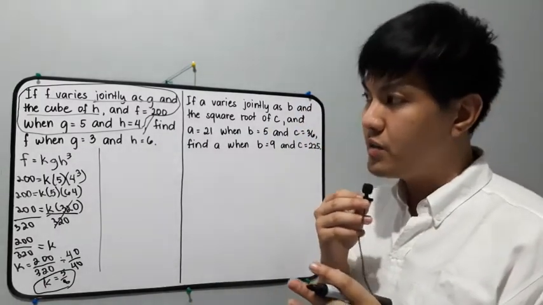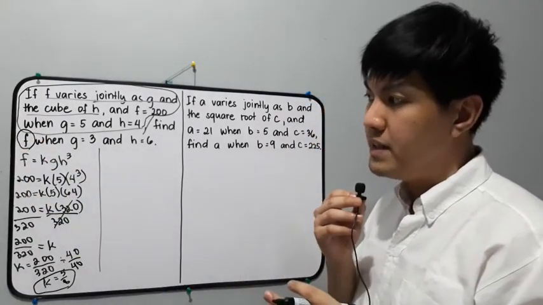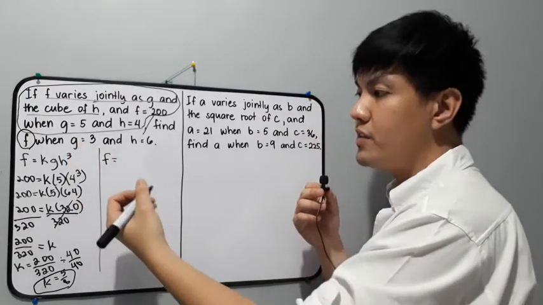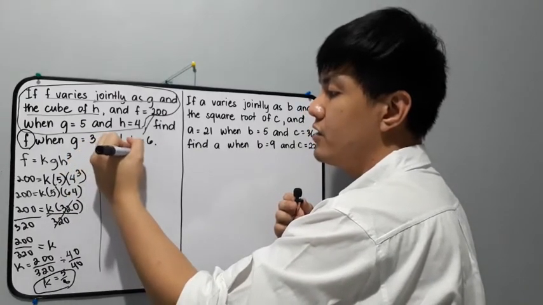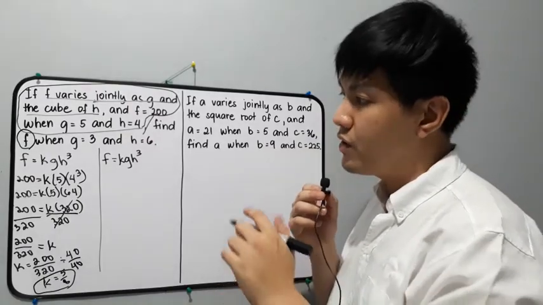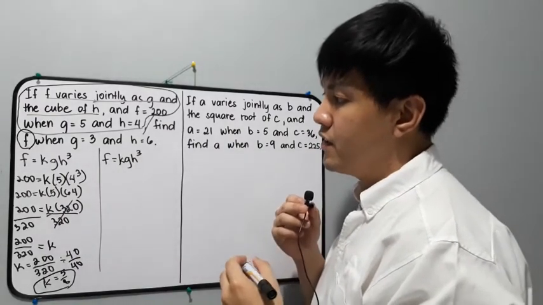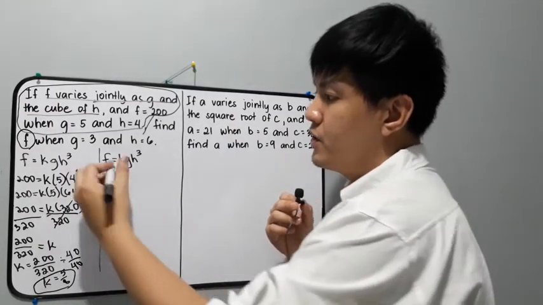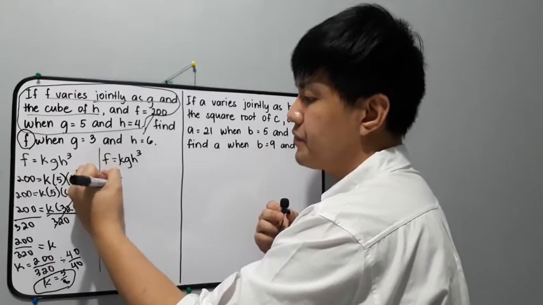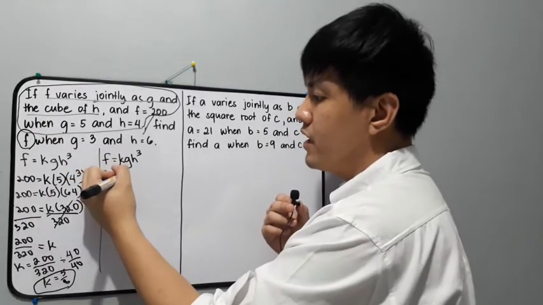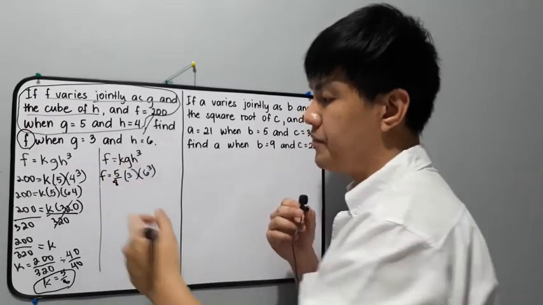We are not yet done with our solving since our main goal is to find the value of f, and that will be the last step. So we're going to write first the given equation. We have here f is equal to k g h raised to 3. And this time, we are going to use the second part of the statement or the given. So again, we're going to replace the value. So f, then k is equal to 5 over 8. Then g is equal to 3. And h is equal to 6 raised to 3.